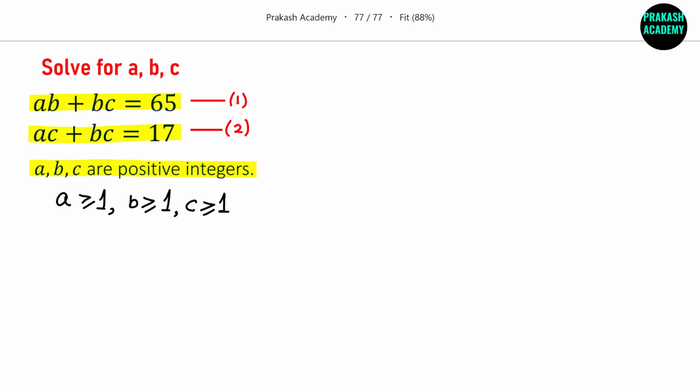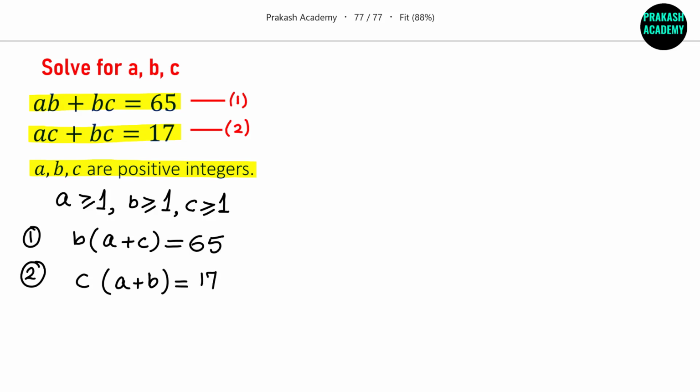Let us see equation 1. We can rewrite it. If I take B common, then this will be B times (A plus C) equals 65. Similarly, equation 2 will be, if you take C common, C times (A plus B) equals 17.